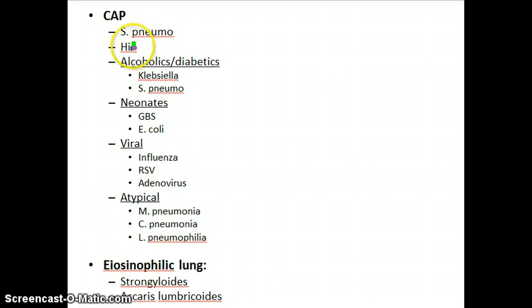Community-acquired pneumonias, all right, strep pneumo, most common, HIV, we've gone over that. But if they're alcoholic or diabetic, you want to start getting these in your differentials. Also, nosocomial could be Klebsiella as well. Thick currant jelly sputum, Klebsiella. Strep pneumo is going to have the rust-colored sputum, kind of blood-tinged, okay.